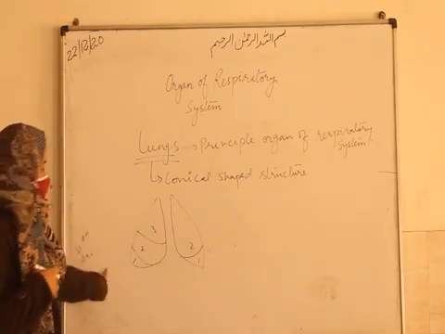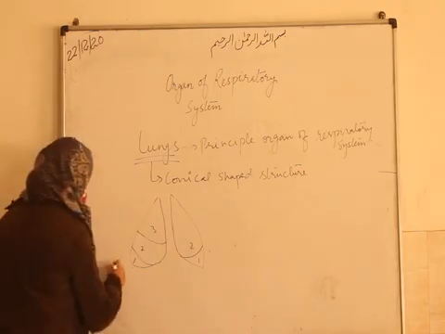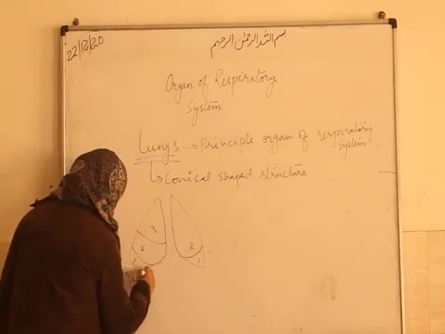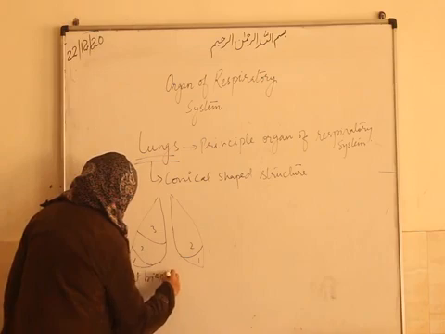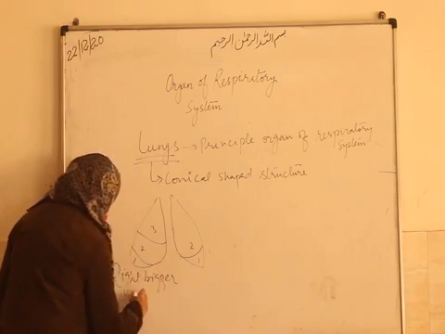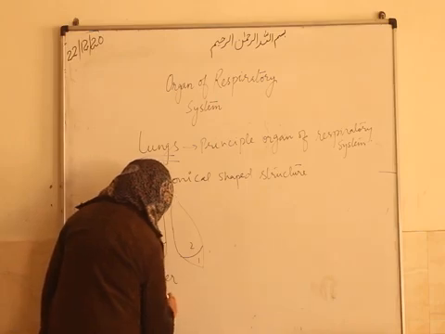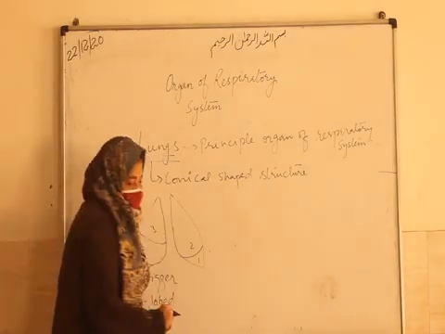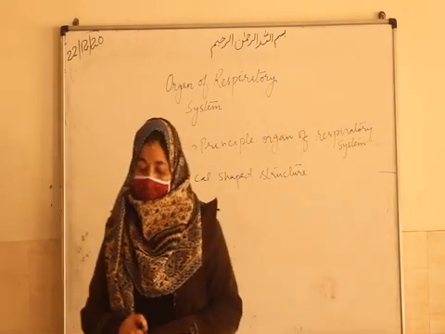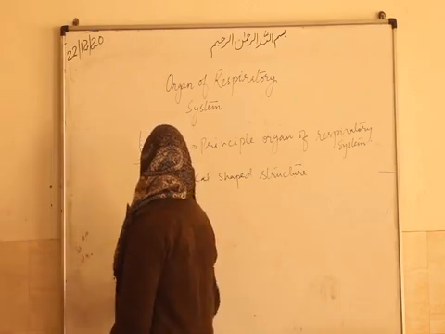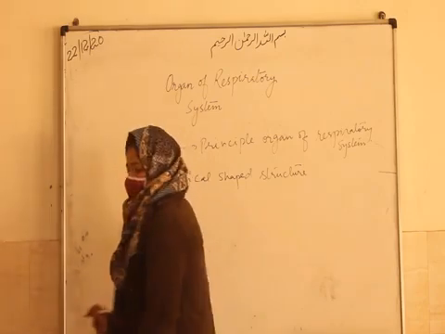Right is bigger and three-lobed, and left is comparatively smaller and has two lobes.